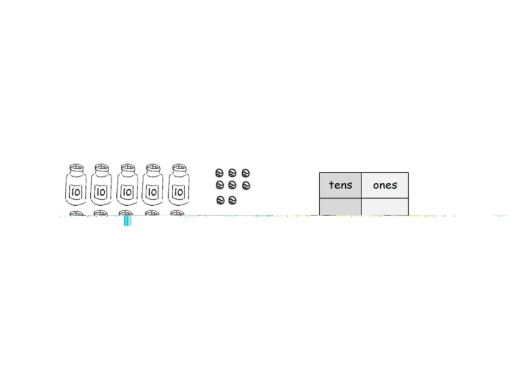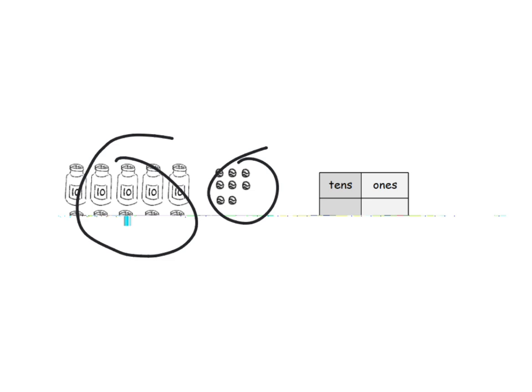Alright, for this one, we're trying to see what value we have. So we see that we have 1, 2, 3, 4, 5, 6, 7, 8, 10 of these 10s, and then 1, 2, 3, 4, 5, 6, 8 of these. That means we have 100 and 8. That means that equals 108.